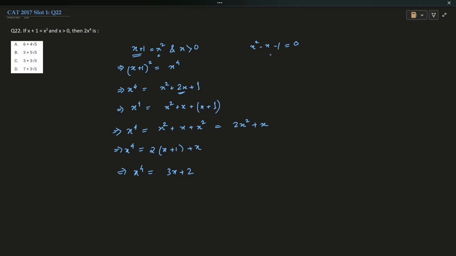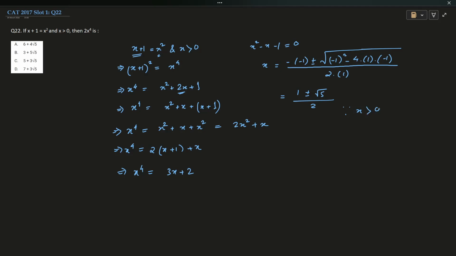This is a quadratic equation. So what will be the value of x? X is equal to minus b, b is minus 1, plus minus under root of b square, what is b, minus 1 squared, minus 4ac, a is 1, c is minus 1, by 2 times a, a is again 1. From here I will get 1 plus minus root 5 by 2. Now since x is greater than 0, therefore x equal to 1 plus root 5 by 2. Correct?